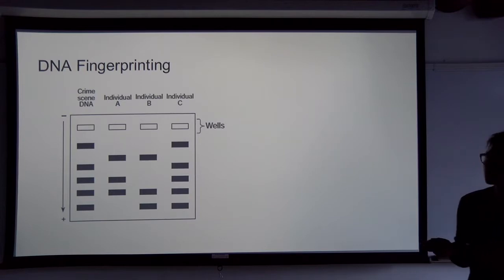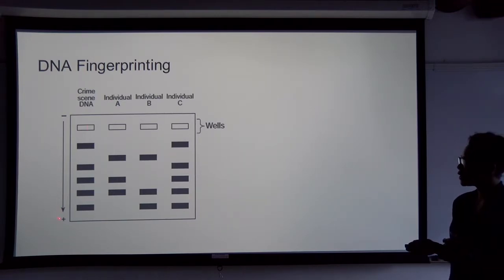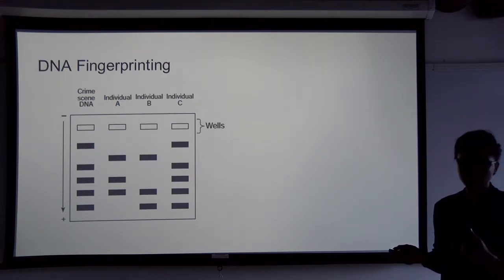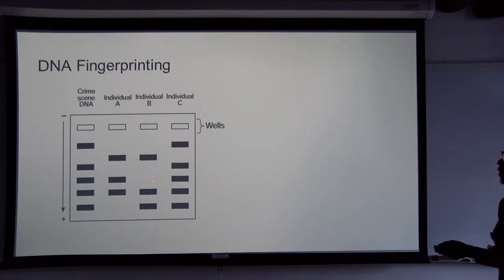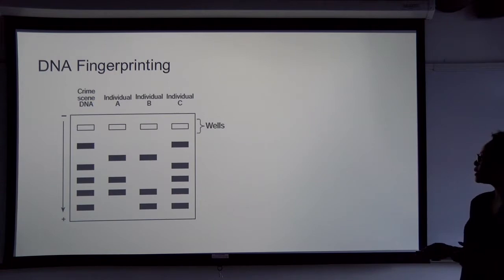As they travel through the gel, they go from negative to positive. I don't know if you guys remember, as they move through the gel, the smaller pieces move further and faster, and the larger pieces stay towards the top. You guys remember this from the lab, right? So you could use the DNA bands to compare them. So in a crime scene, you could see that the person that committed the crime in this sample would be individual C, because the bands are exactly the same or have the most in common.